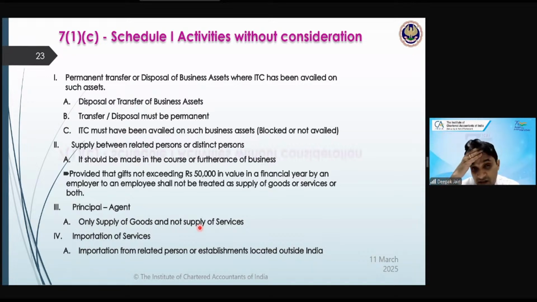But when it is importation of services, right? Then if it is between related persons, and that related person should be outside India, like the example I gave you of Infosys. If some branch is providing some services to an Indian entity and the Indian entity doesn't pay, still it will be liable to GST. Okay, so importation and related persons, these two things are important.